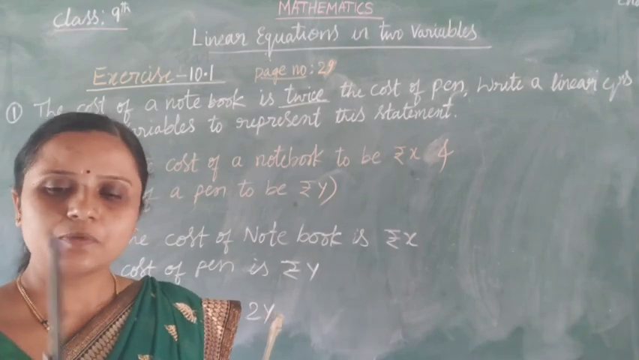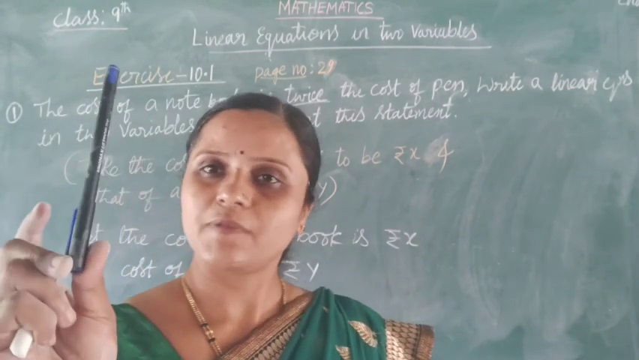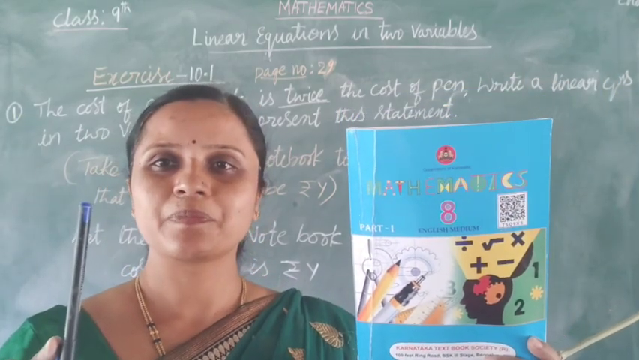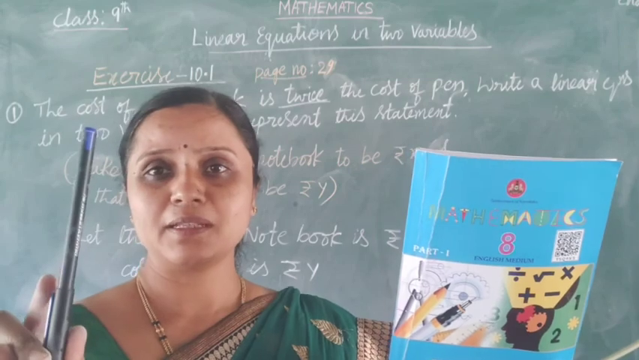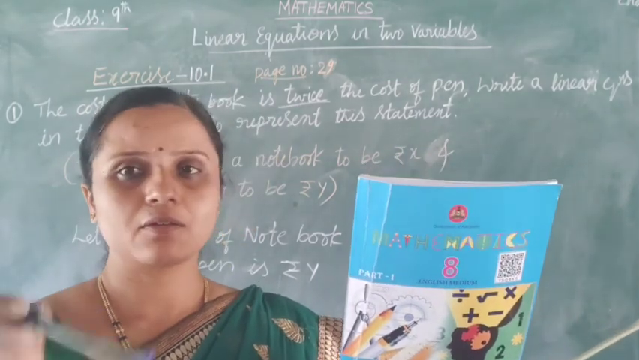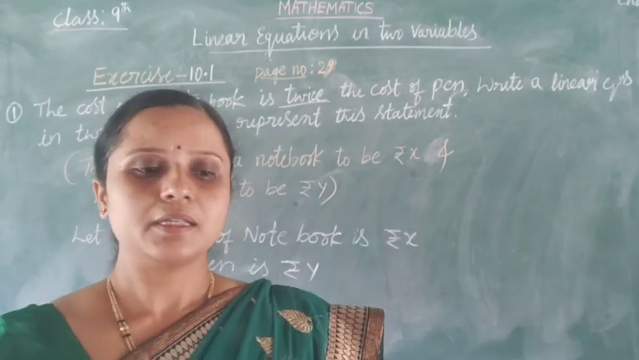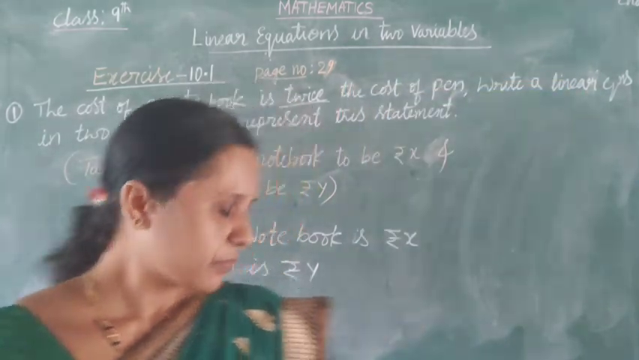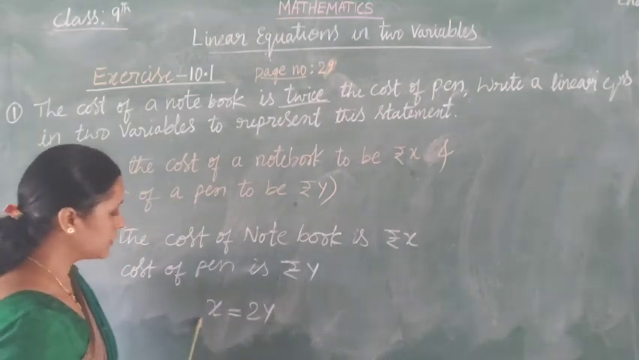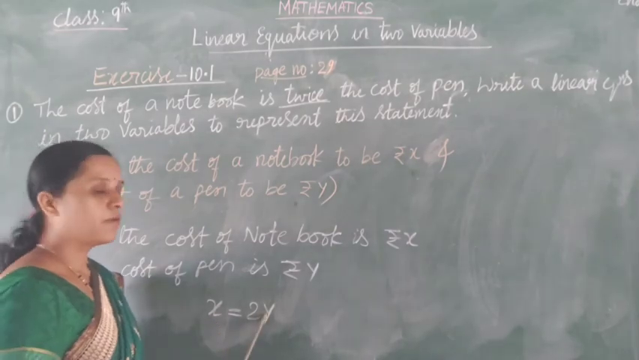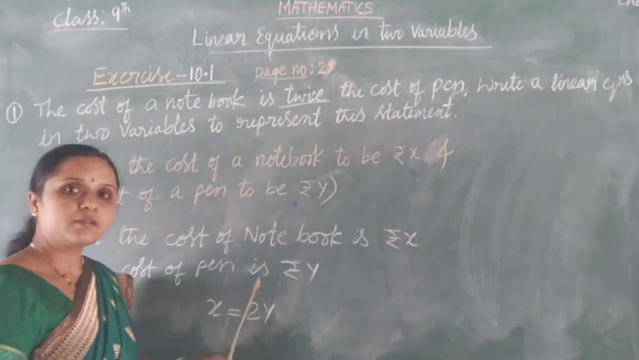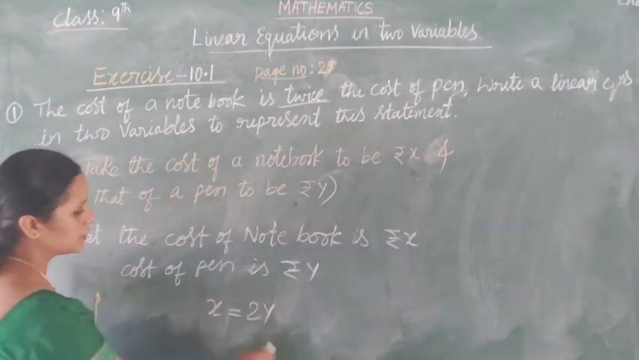Understand? Suppose you consider the cost of a pen is 5. What is the cost of this notebook? 2 times of this pen. 1 pen is 5, so 2 times of this cost means 2 into 5, that is 10. So in this way you write the cost x equal to 2y. x is the cost of a notebook, y is the cost of a pen. So the cost of a notebook is twice the cost of a pen. So you write x equal to 2y.